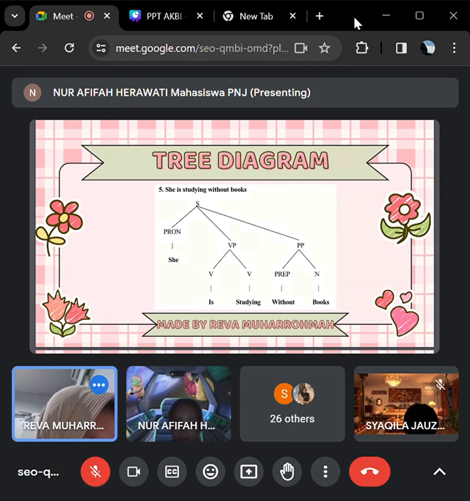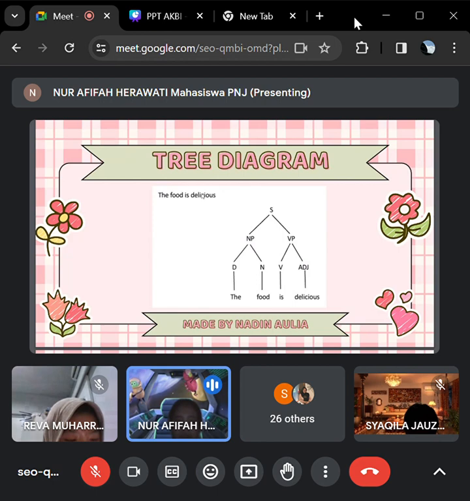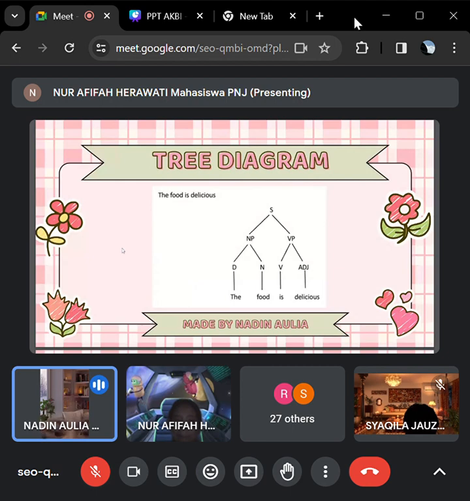Okay, thank you. Next, analyze the tree diagram made by Nadine. Nadine, time is yours. Okay, the sentence is "the food is delicious." The is a determiner, food is a noun, the food is a noun phrase, is is a verb, delicious is an adjective, is delicious is a verb phrase.